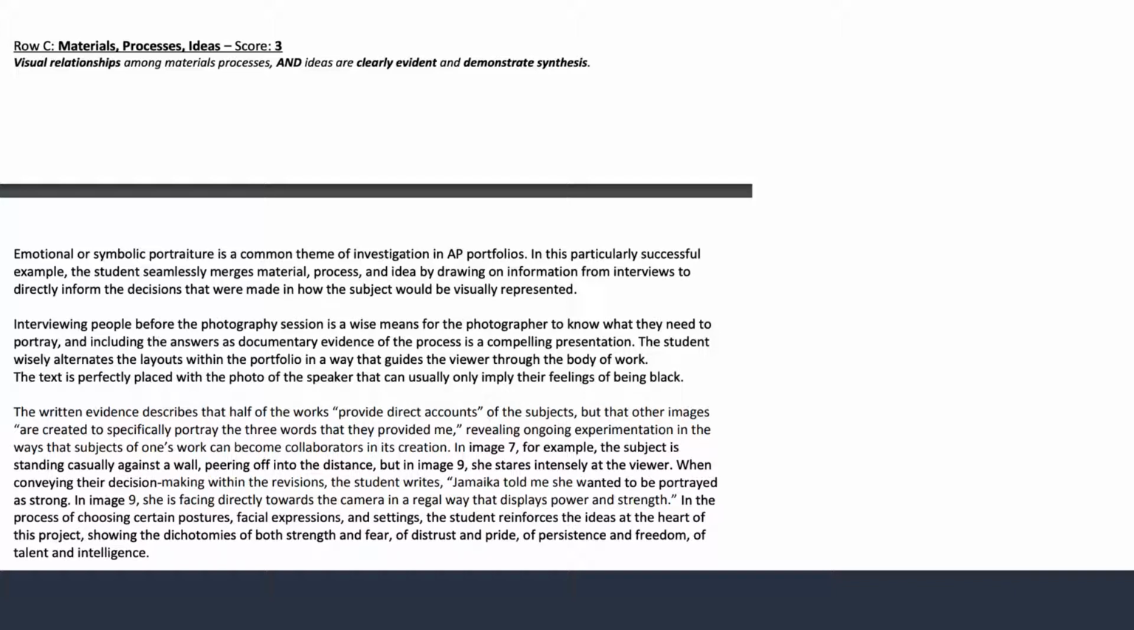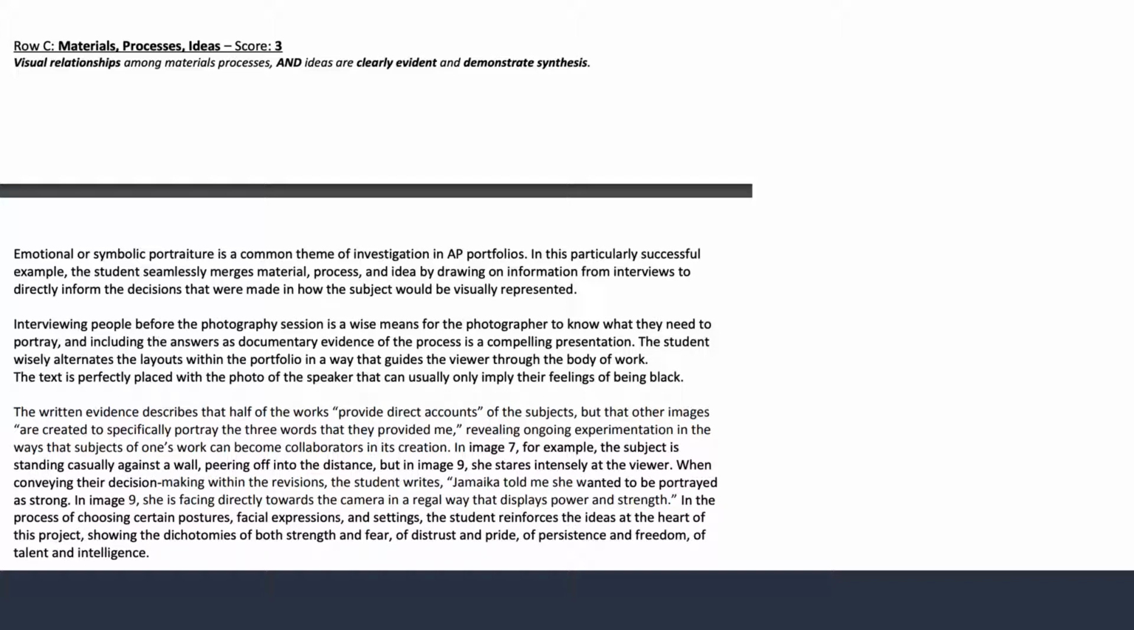The student wisely alternates the layouts within the portfolio in a way that guides the viewer through the body of the work. The text is perfectly placed with the photo of the speaker that can usually only imply their feelings of being black. The written evidence describes that half of the works provide direct accounts of the subjects, but that other images are created to specifically portray 3 words that they provided me, revealing ongoing experimentation in the ways that the subject of one's work can become collaborators in a creation.